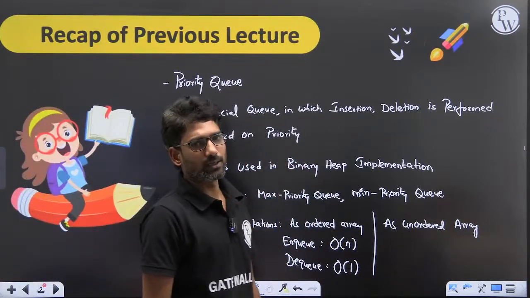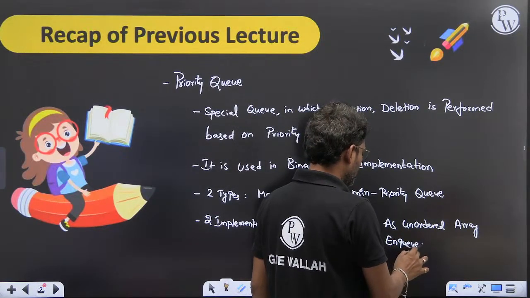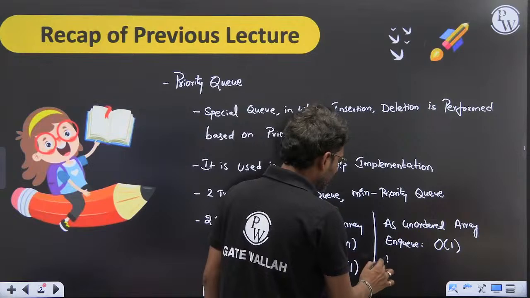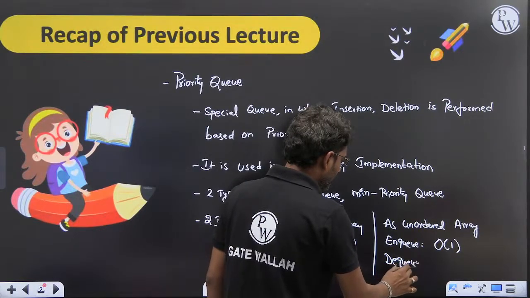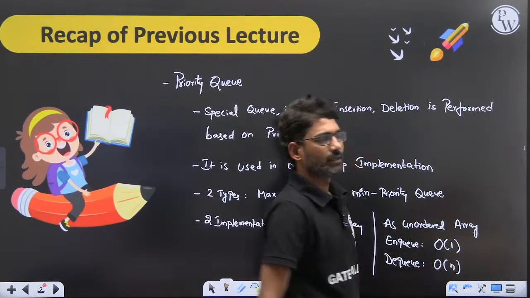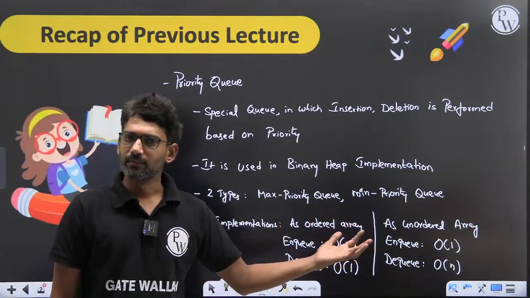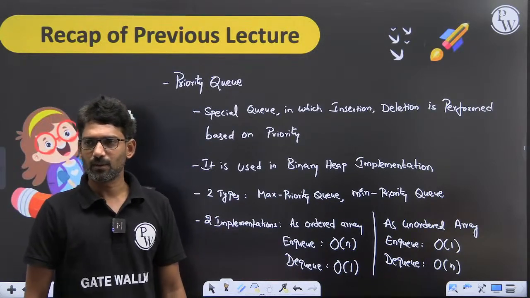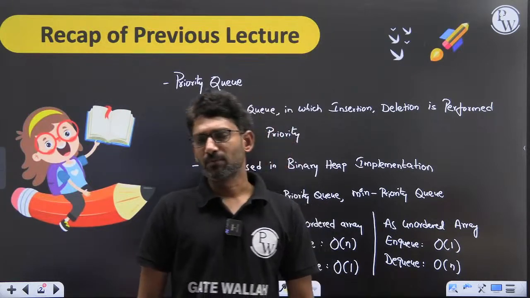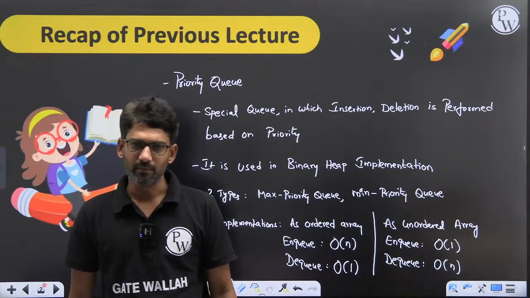Now, if we implement it as an unordered array, while NQ you need not bother about the order of priority, hence it will take constant time. But while DQ operation, we will make sure the highest priority element is DQ'd first, for which you may need to traverse the whole array. That's why it takes linear time, right? So this is what we discussed in the last lecture. If by chance you missed it, you can watch it later when you get free time, which is available in the playlist.